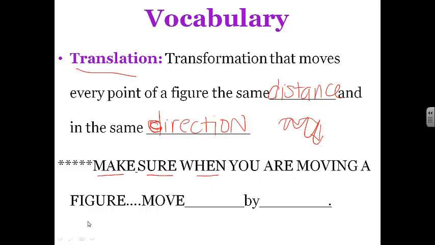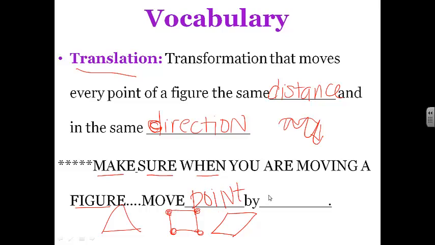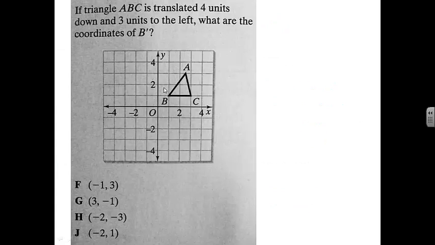Make sure when you are moving a figure, so if you're moving a triangle or a square or a parallelogram or a rhombus or whatever, you move point by point. So you would move this point first, then this point, then this point, then this point, and connect them in the end to get your prime. So this is the main thing. You got to move point by point, okay? This is one of the main things I tell kids. They try to move the whole thing at once. You can't do that. You got to move each point by point, okay? Translation, I think, is really easy.